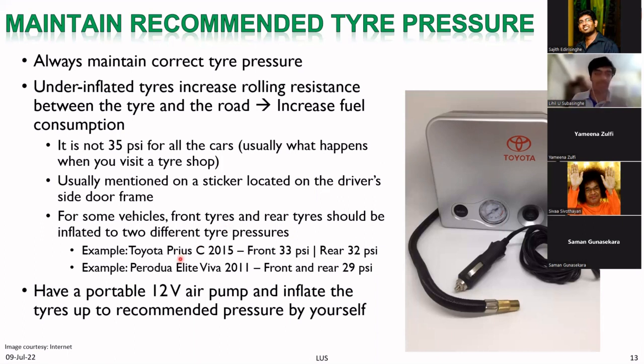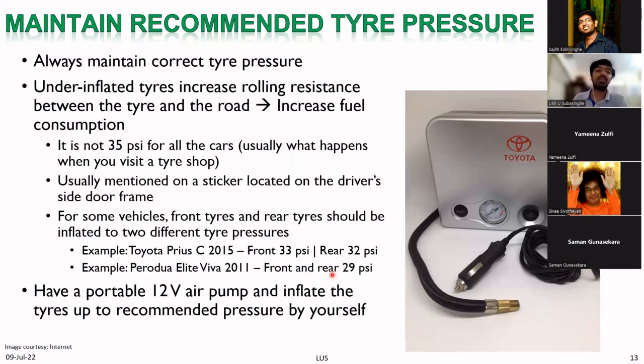Let me give you an example, a Toyota Prius C or Toyota Aqua. The recommended pressure for the front tires, according to the last time I checked with the Prius C, is 33 PSI for the front tires and 32 for the rear. But for a 2011 VY Light, both front and rear are 29 PSI. If you take this car to a pumping station or tire shop, they will simply pump 35 PSI to all the wheels.